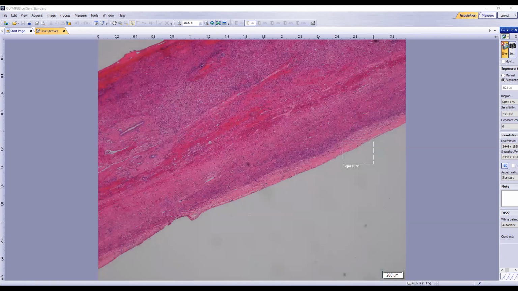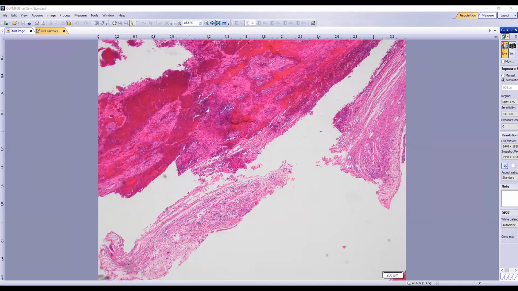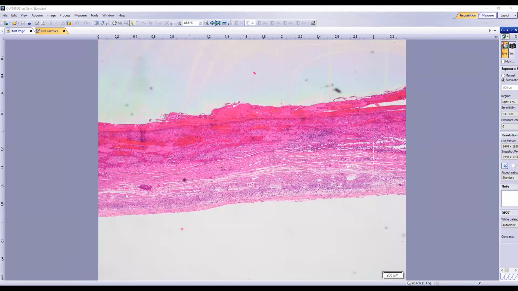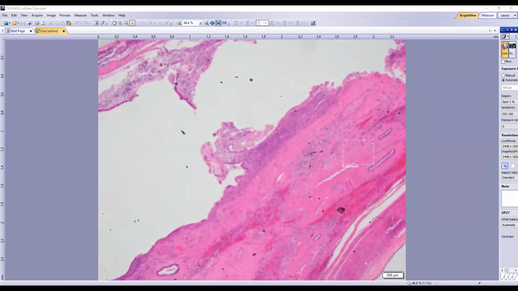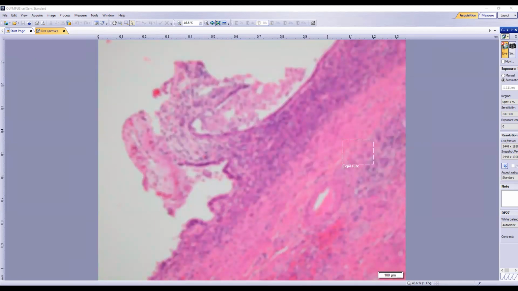Let me bring you to the epithelium. Give me 1 second. Okay. Here is the epithelium.